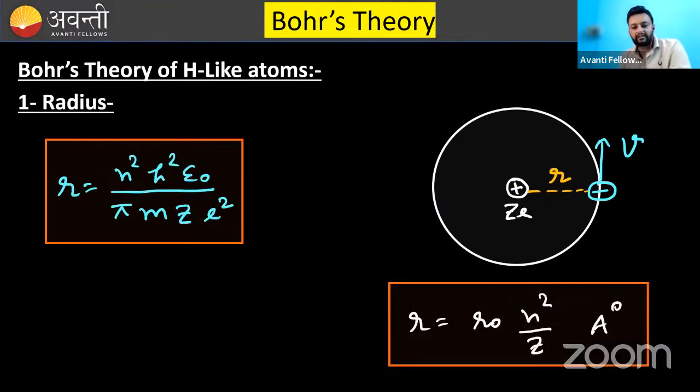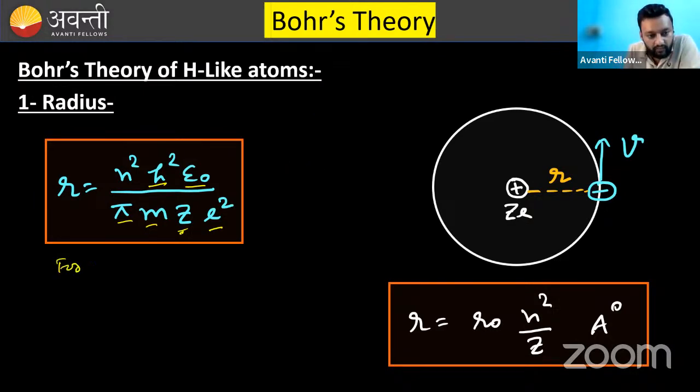Now there comes a radius. This radius r is given as n square h square epsilon naught pi m z e square. In all these relations, m is the mass of the electron. H is Planck constant. Out of this, you can see that h square, epsilon naught, pi, m and e square, everything is constant.